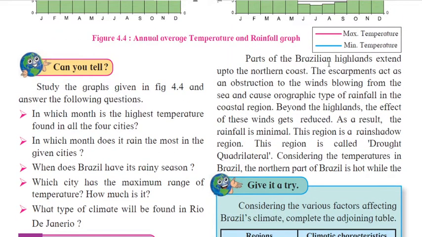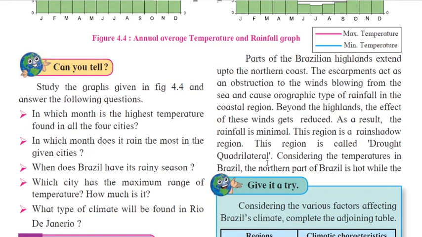Part of the Brazilian Highlands extends up to the northern coast. The escarpments act as obstructions to the winds blowing from the sea and cause orographic types of rainfall in the coastal region. Beyond the highlands, the effect of these winds gets reduced. As a result, the rainfall is minimal. This region is a rain shadow region. This region is called the drought quadrilateral.